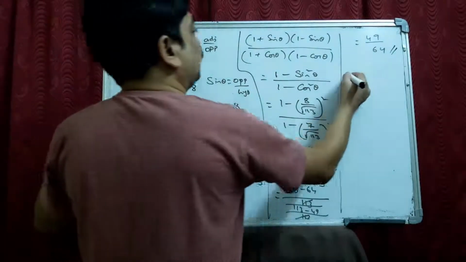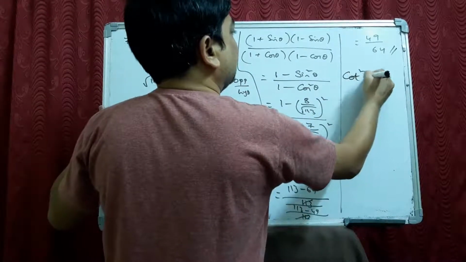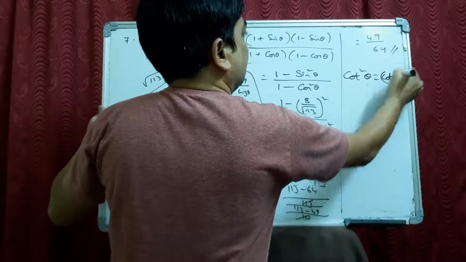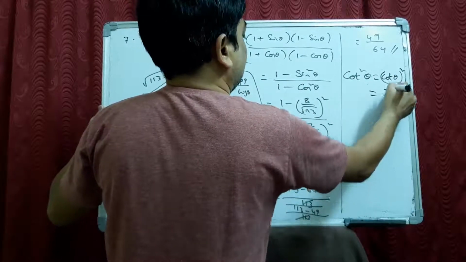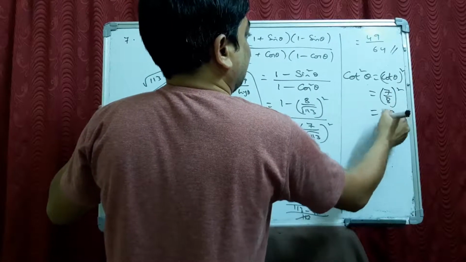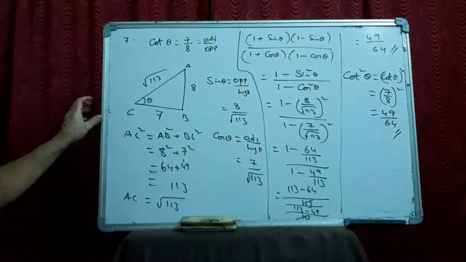Now they also ask us to find out cot square theta. It is nothing but cot theta whole square. Cot theta whole square, 7 by 8 whole square. It becomes 49 by 64. Okay?